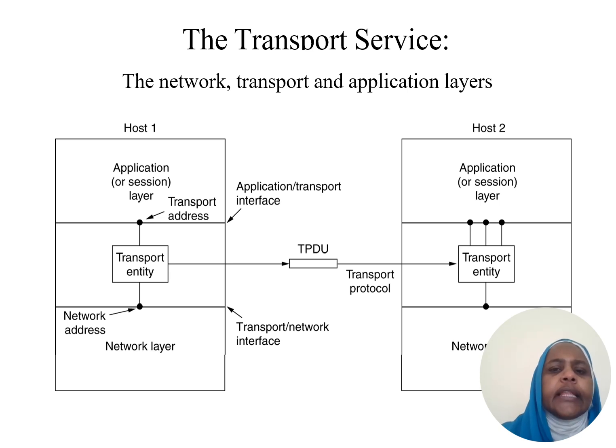The transport layer data unit is sent between the transport entity on the first host and the transport entity on the second host. As you can see, the transport entity can be connected to a single transport address or to multiple transport layer addresses. That's where the multiplexing happens.